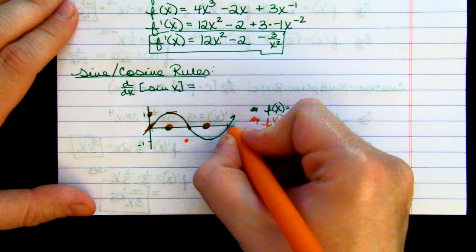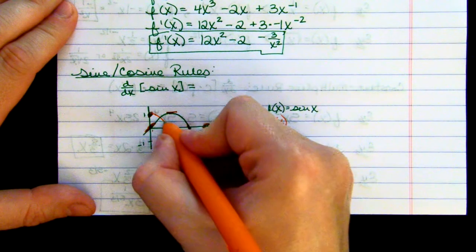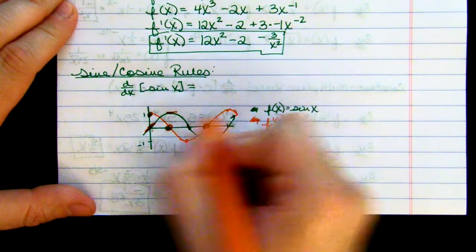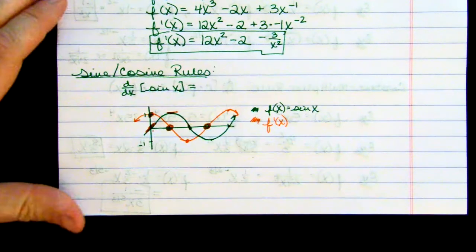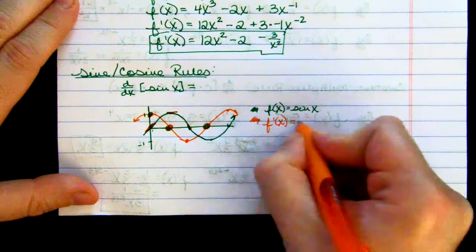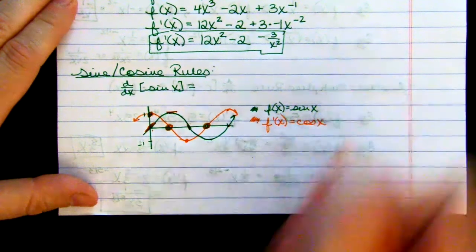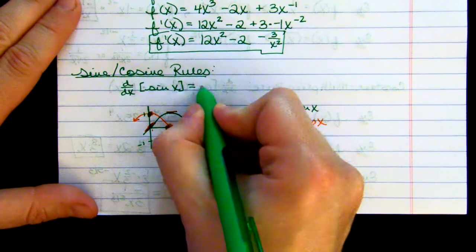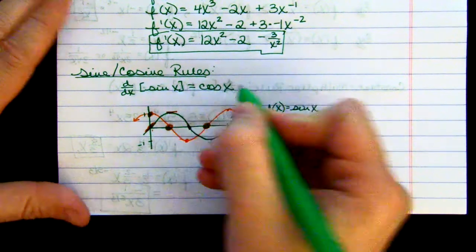I'm going to continue over here, 1. I'm going to trace this out, and this graph I'm tracing out is the graph of the derivative of the sine of x. Oh my goodness. What is it? What's the derivative of the sine of x? Hopefully you can see. It's the cosine of x. The derivative of the sine of x is the cosine of x.